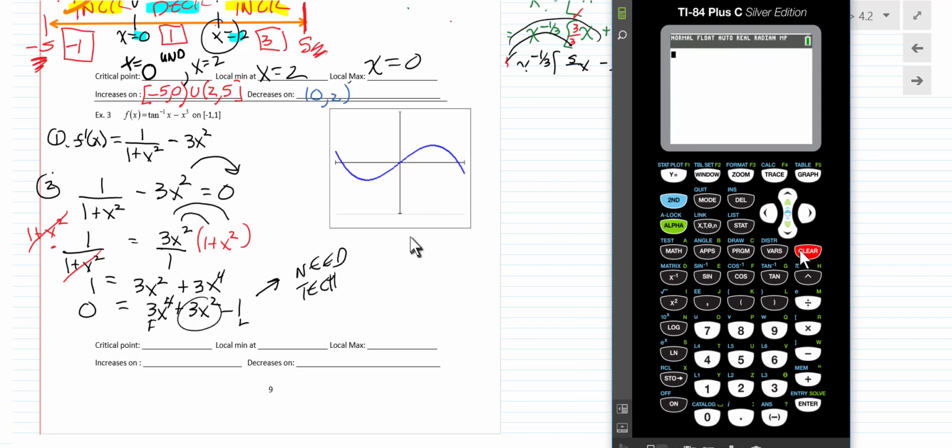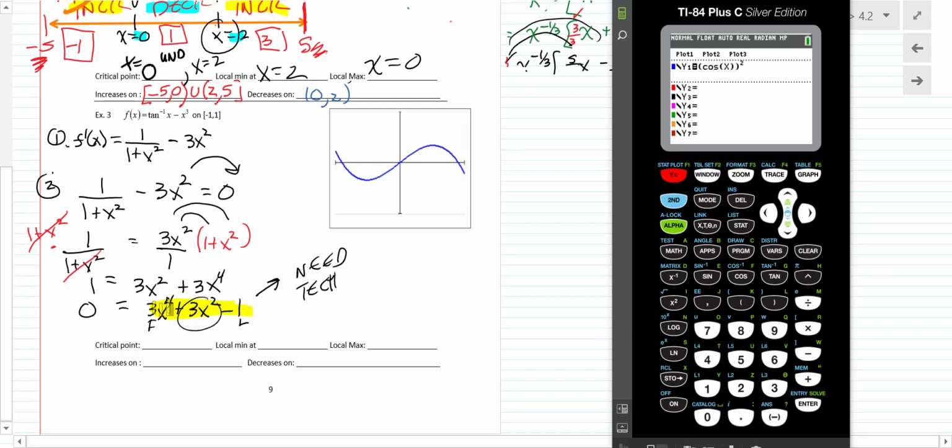The first thing you want to do is get your derivative, or I'm sorry, get the equation that you're trying to solve. The equation we're trying to solve is this right here. We're trying to figure out where that's 0. So in y1 put in 3x to the 4th, plus 3x to the 2nd, minus 1. And get on radian. It doesn't matter. Radian or degree won't make any difference on this.